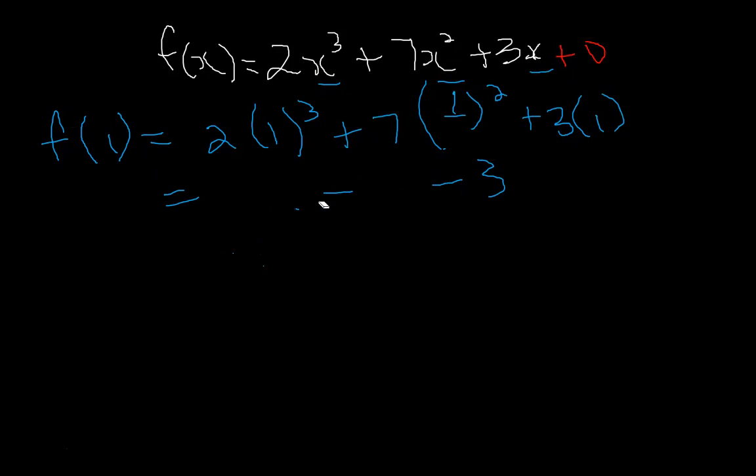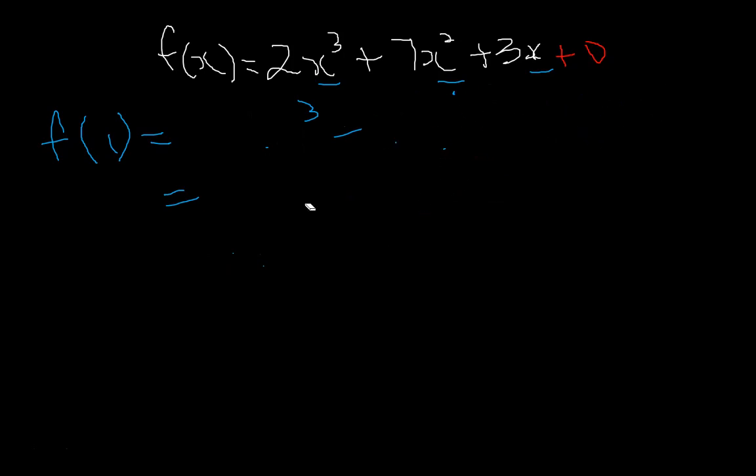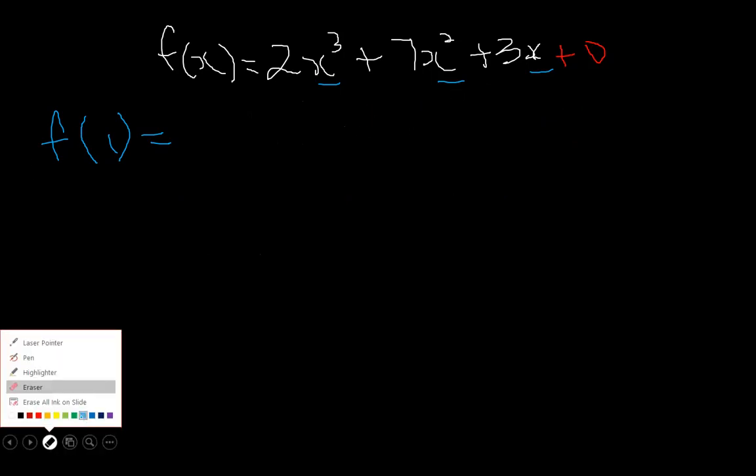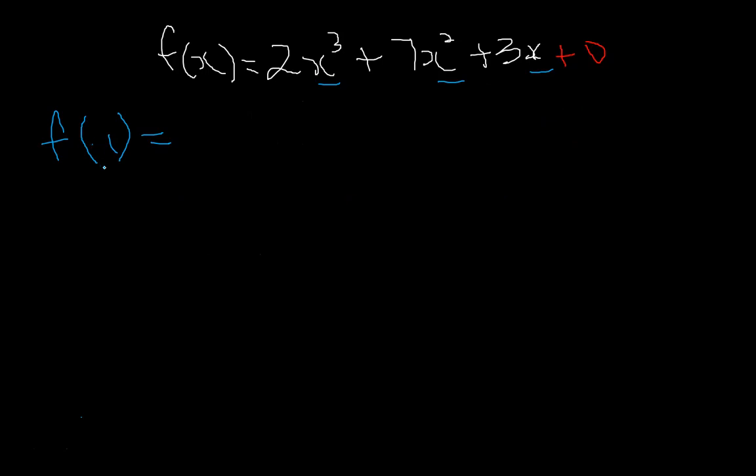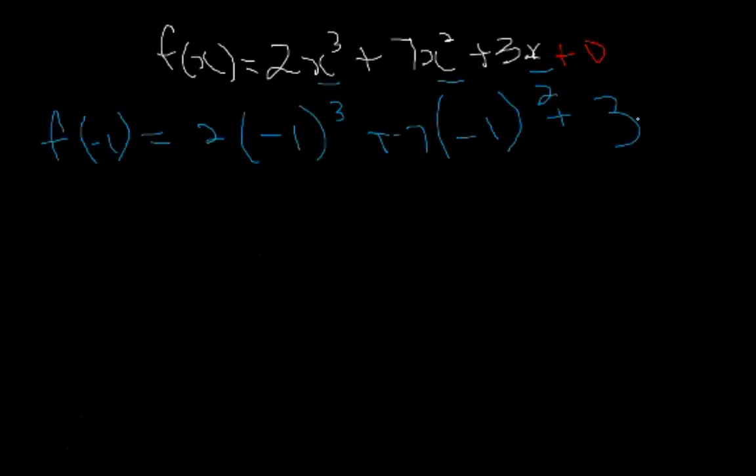This is always a trial and error thing, right? I know it's long and tedious, but you have to do it. That's the only way you can find the factor. When x is 1, that didn't work, so I move on to minus 1. If x is minus 1, would my remainder be 0? Well, let's see. I'll replace x with minus 1: 2 times minus 1 cubed plus 7 times minus 1 squared plus 3 times minus 1.